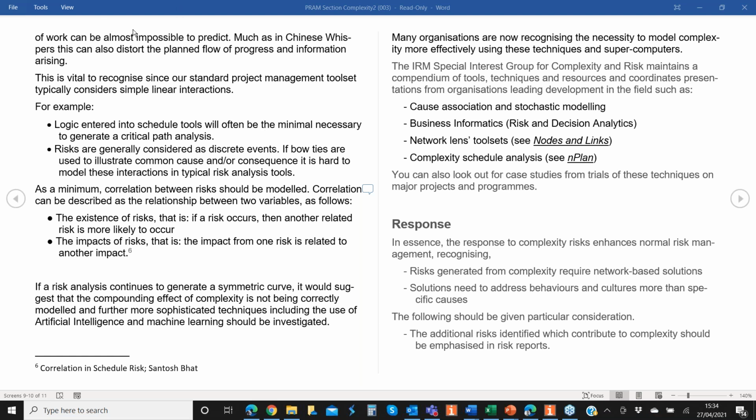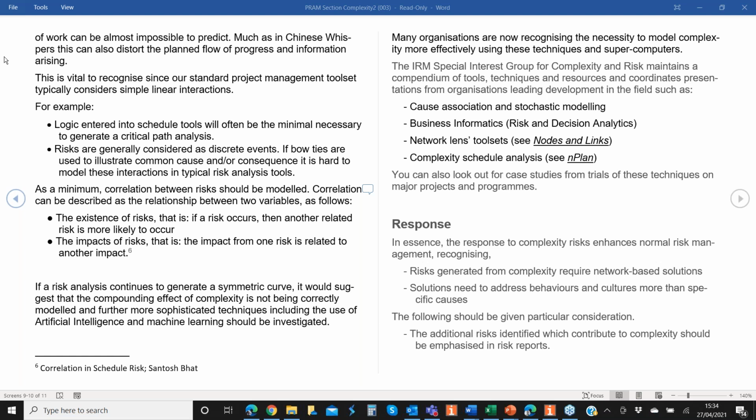The final stage was response, and I think this could be stronger, so it'd be good to get your views. But it was really talking about responding to complexity. We've got to enhance normal risk management. So we're probably looking at network-based solutions. We're probably looking at solutions that address underlying behaviours and cultures rather than standard risk management, I dare say it, which refers to specific causes.